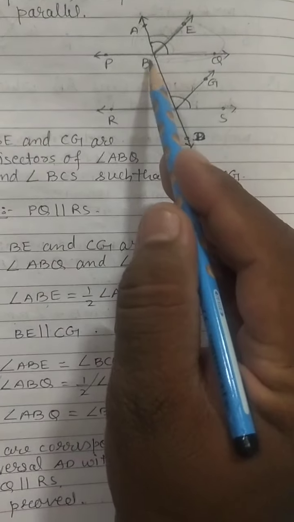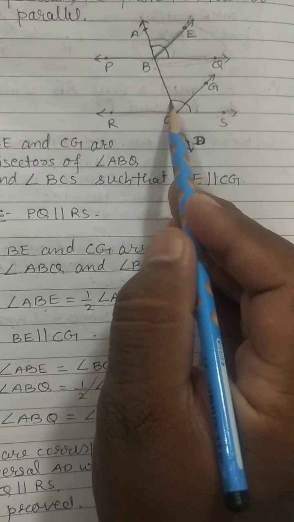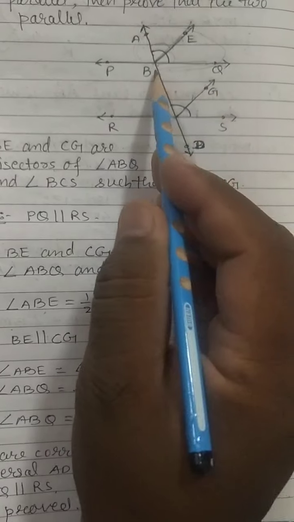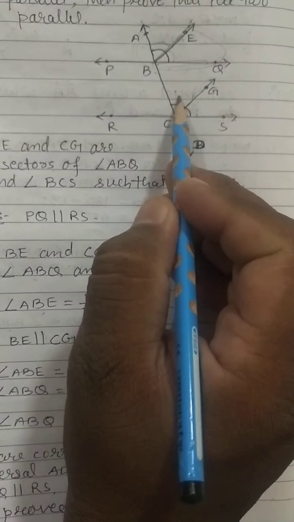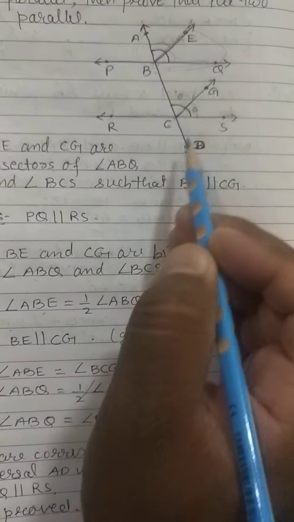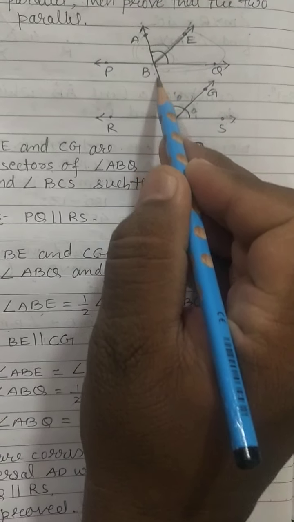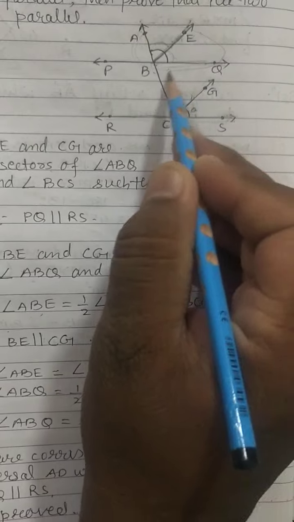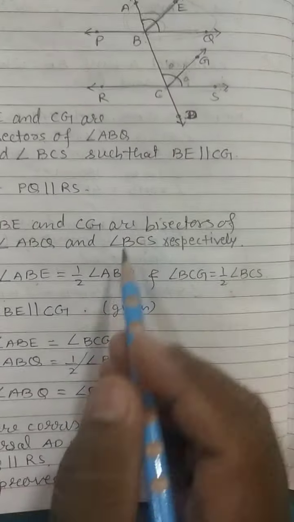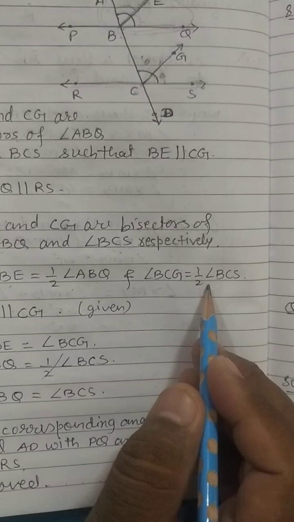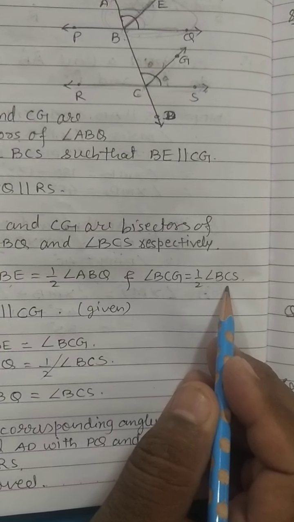Similarly, BCG is half of angle BCS, because CG is also the angle bisector of angle BCS, so it also divides the whole angle into two equal parts. So we can say this angle is half of the whole. So I have taken BCG is half of BCS.